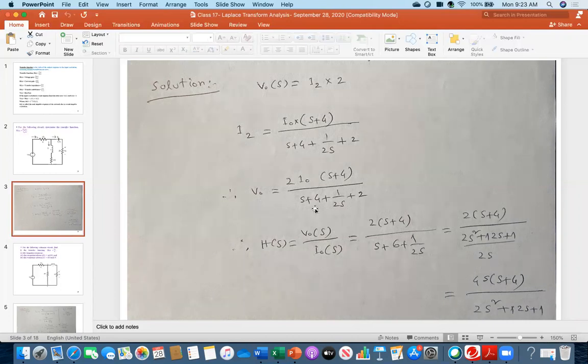So look, in the numerator I have 2 into S plus 4, and in the denominator I have S plus 4 plus 2, 6 over 2S. And then just simplify. The numerator is as it is; in the denominator, 2S will go in the numerator, so it will be 4S plus 1, and then 2S squared plus 12S plus 1. That's the answer. So you are done.